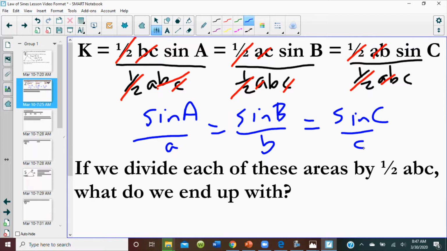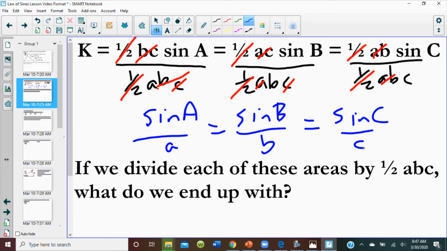So what does this mean? Well, this means that if I take the sine of angle A and divide by the side opposite it, lowercase a, it should equal the same exact quantity as the sine of angle B over the side opposite, lowercase b, and that is equal to the sine of angle C divided by the side opposite of it, lowercase c.